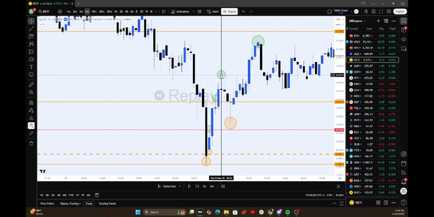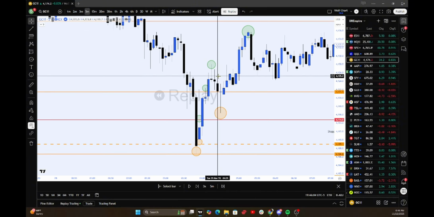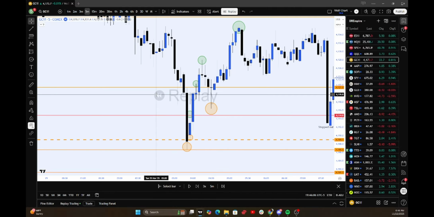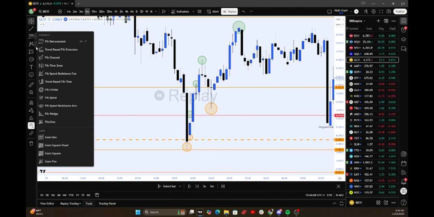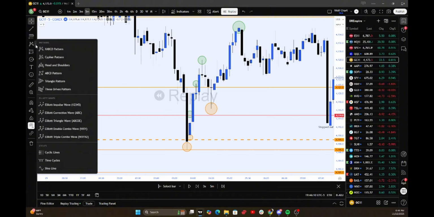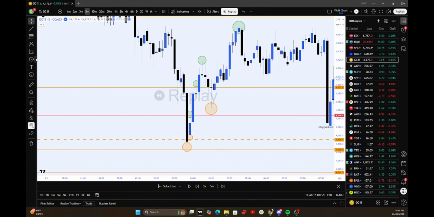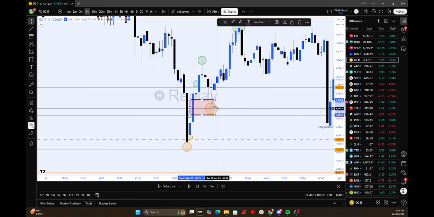And you see we have this pullback right here, and this pullback was actually at a fair value gap. Give me 1 second. Where's it at? Okay. So this pullback was actually at a fair value gap.